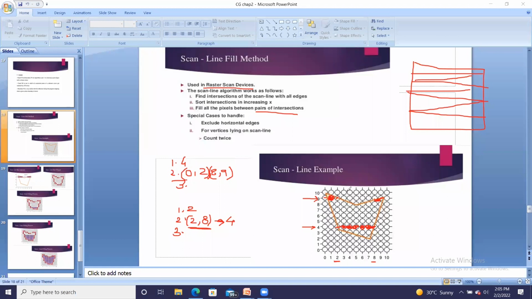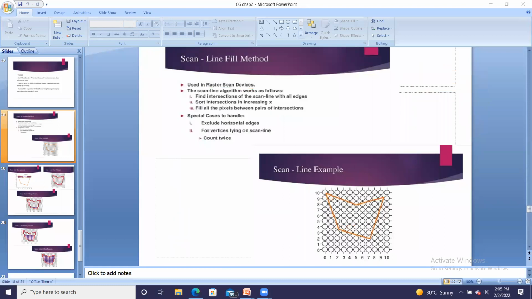Yes, ma'am. Okay, so for every scan line same process is repeated. नंतर स्पेशल केस म्हणजे काय आहे, तर स्पेशल केस मध्ये येतात हॉरिझॉन्टल जर लाईन असेल तर.